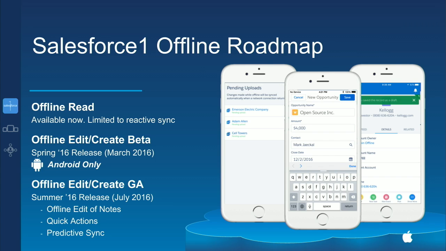And I want to talk quickly about the roadmap. So obviously, Offline Readiness is available now. It has been for releases, but we know that offline is really about edit and create offline. So Android only is coming in the Spring 16 release. We originally intended it to be for both platforms, but for trust reasons, we wanted to make sure our iOS version was up to the latest and greatest Apple OS, which has some critical trust issues resolved. And so that's why that is going to be delayed until summer.